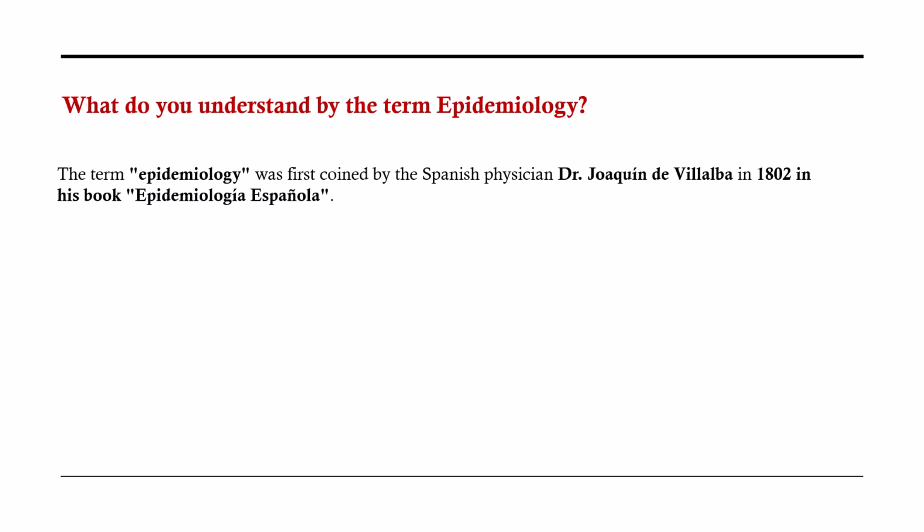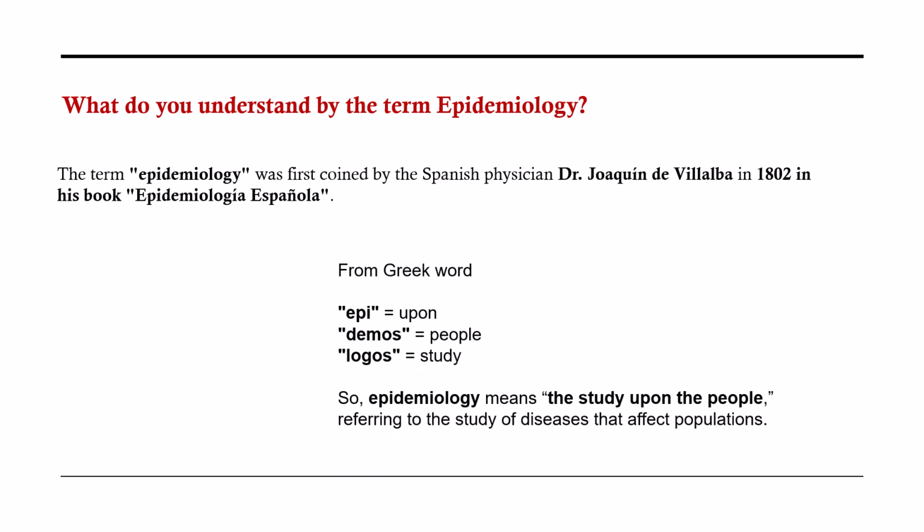The term epidemiology was coined from Greek words. Epi means upon, demos means people, and logos means study. So epidemiology means the study upon the people, referring to the study of diseases that affect population. The term epidemiology was first coined by Spanish physician Dr. Joaquin de Villalba in 1802 in his famous book Epidemiologia Espanola.